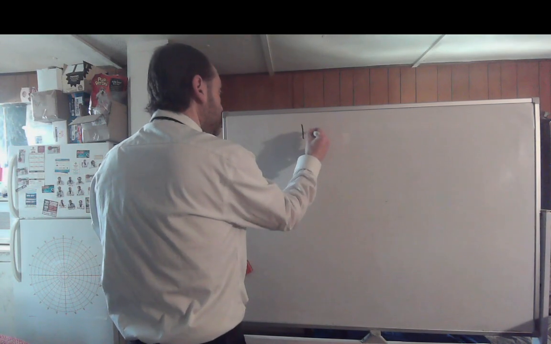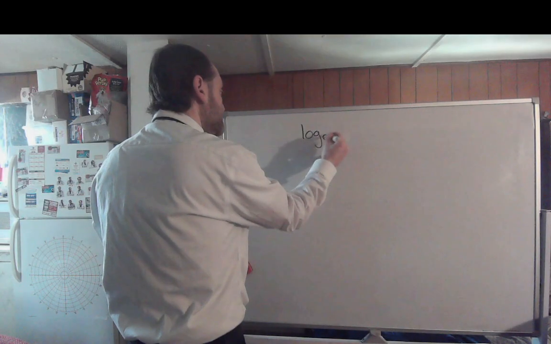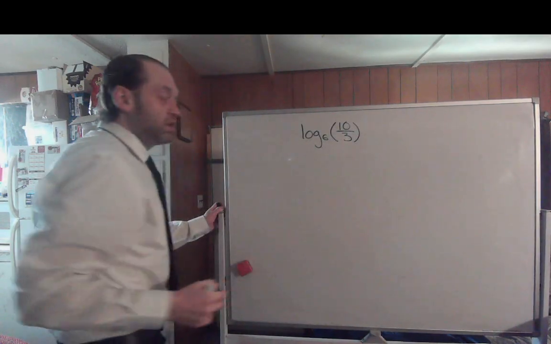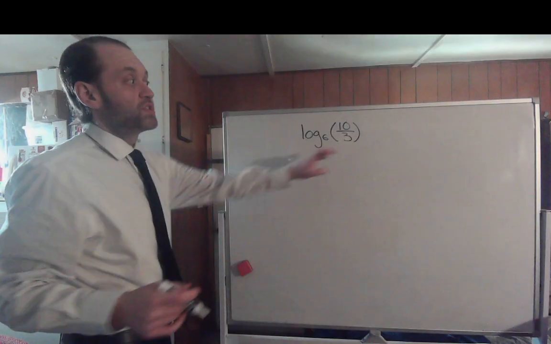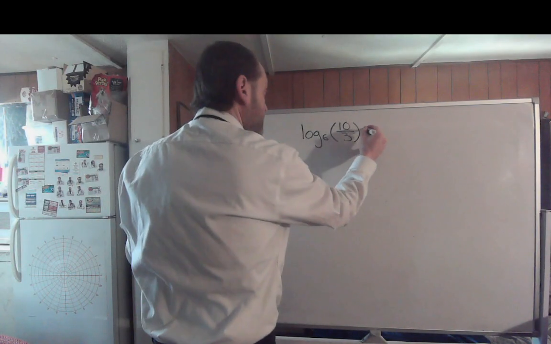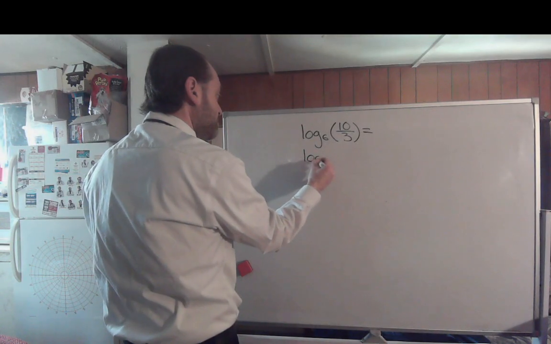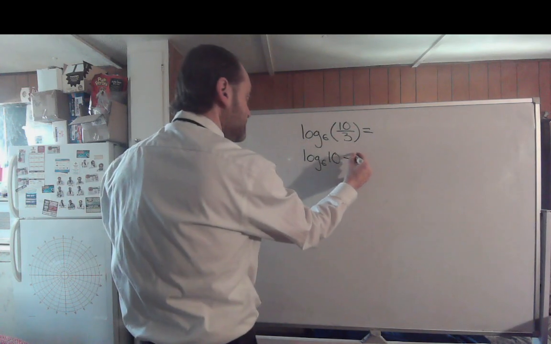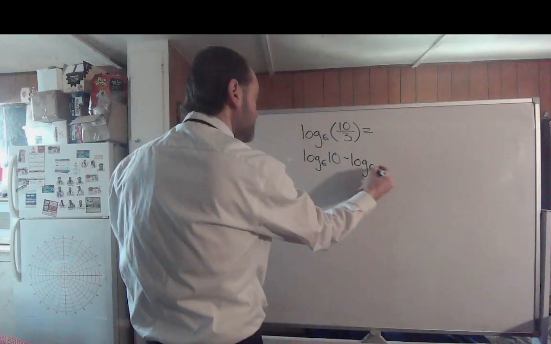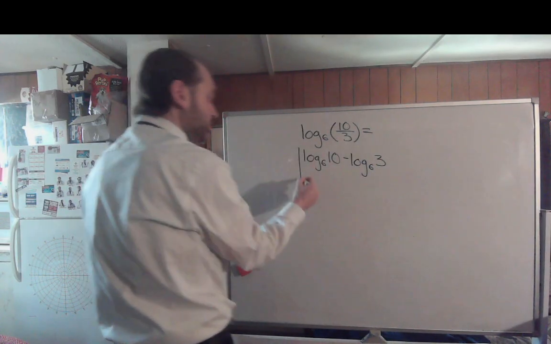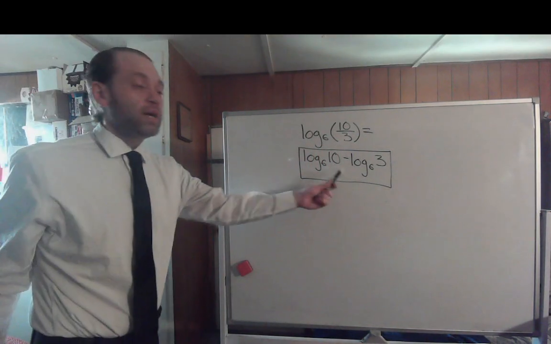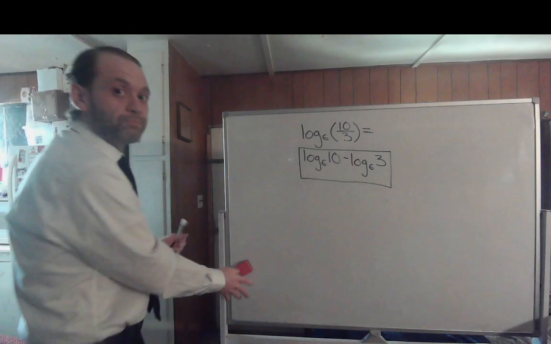Alright, let's see. We have log base 6 of 10/3. Well, this is a quotient property, right? So this would turn into log base 6 of 10 minus log base 6 of 3. And that's the best we could do with this, unfortunately. So you'll get log base 6 of 10 minus log base 6 of 3.